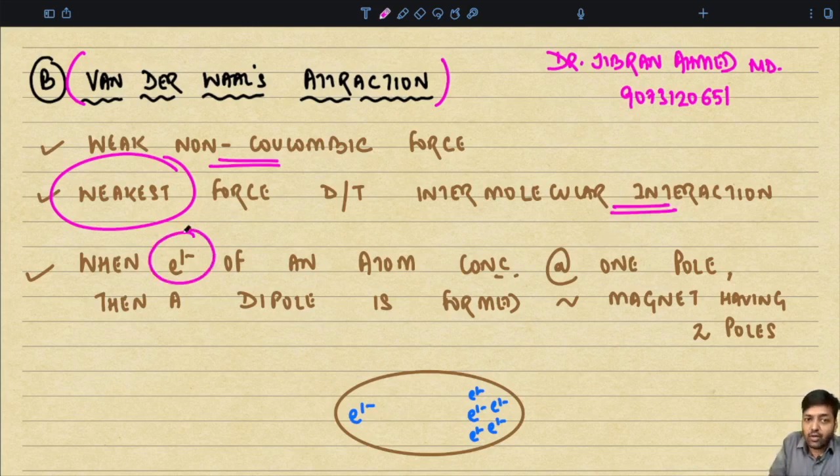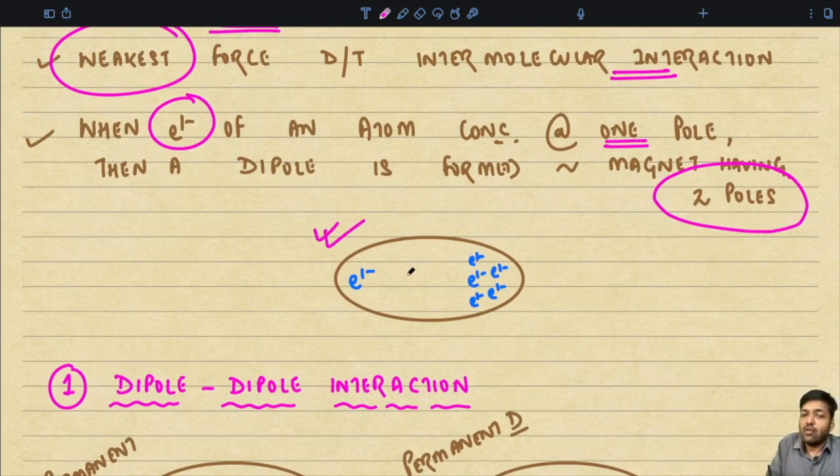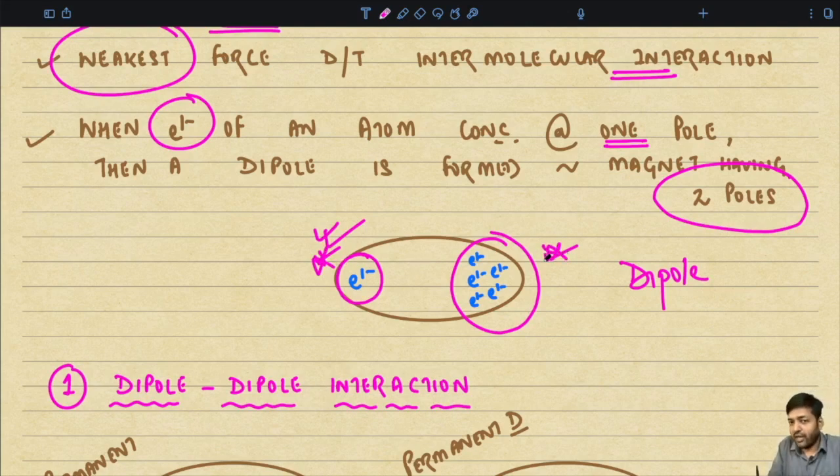Remember, when the electron of an atom is concentrated at one pole, then a dipole is formed. Okay, and this is very much reminiscent of a magnet having two poles. So very simple, this is one particular atom. This is one pole, this is another pole. If one pole has very few electrons and another pole has an excess of electrons, they form two different poles, and that is when you call it a dipole, because it has two poles. This is one pole having fewer electrons, and this is another pole having more electrons.